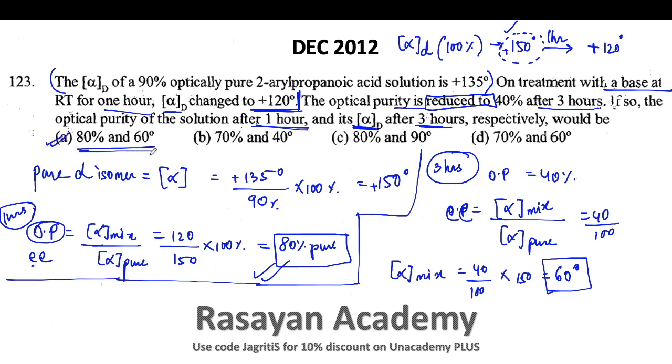This is your answer. So don't be confused in these kind of questions. The first part of the question is only giving you the information about a pure D enantiomer, which is plus 150 degree. The second part of the question is telling you that now you have changed the enantiomeric, the optical purity, which means alpha mix has changed. So that is why you have to find the optical purity of the solution after 1 hour, that is 80% pure, by using the simple formula. Similarly, by using the same formula, here you just have to find another variable, that is your alpha mix, nothing else, same formula being used. Okay.